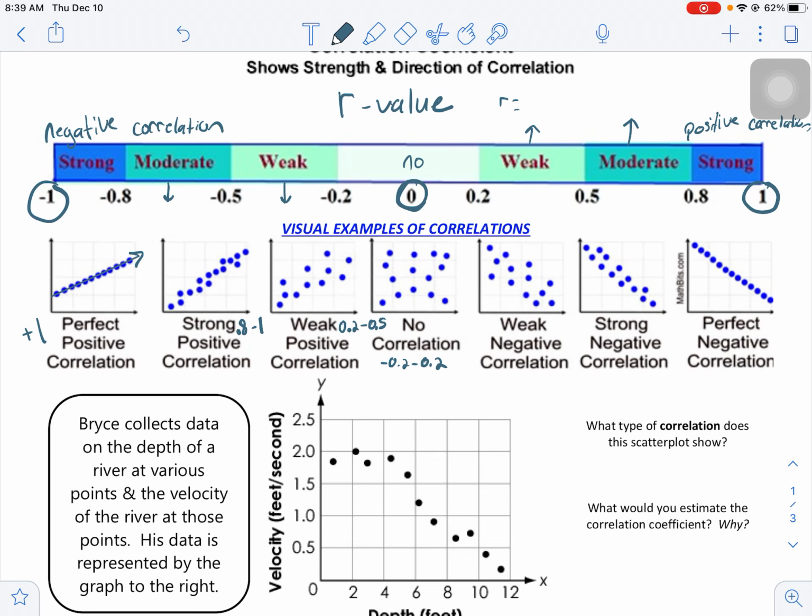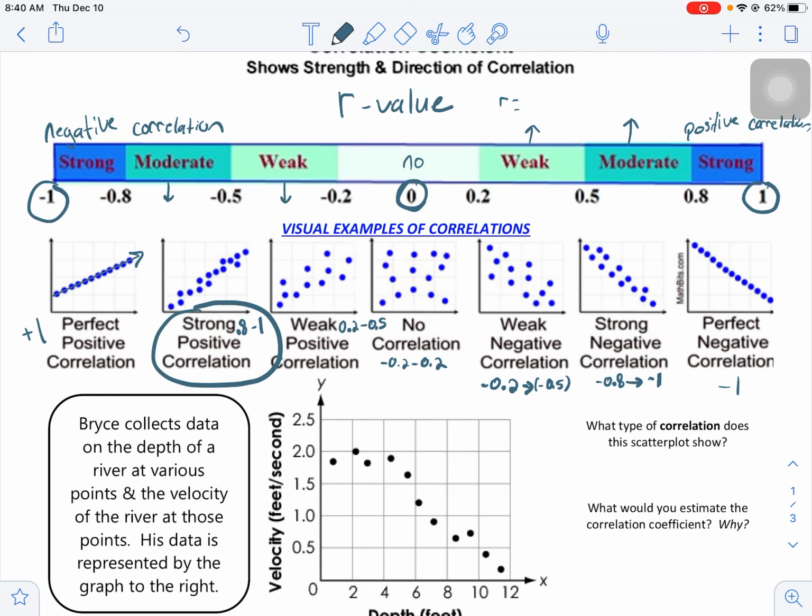Weak negative correlation is -0.2 to -0.5. And then our strong negative correlation would be -0.8 to -1. And then the perfect negative correlation is -1. All right, and that's just based off of this scale right above it. So if you don't have those memorized, not a huge deal. What we're concerned about are mostly these.